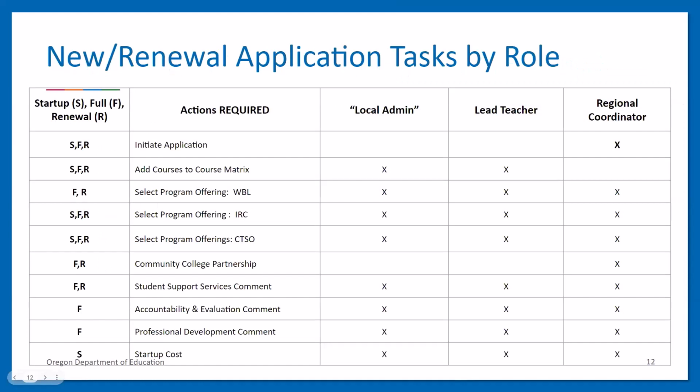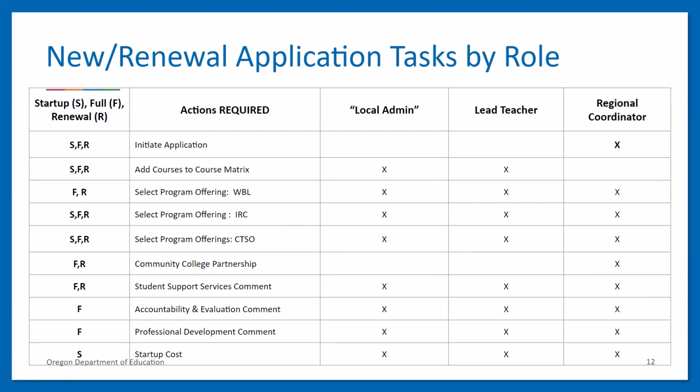The regional coordinator has tasks that are specific to their role, as do the lead teachers and local administrators. Here you can see the different application types within the system and which role is associated with the specific actions on those applications. So for startup applications, we have it indicated with an S, for full, the F, and for renewal applications, an R. And then the actions that are required to complete or fill out the applications and which role should be completing that action or task. To initiate the application, it must be done by the regional coordinator.